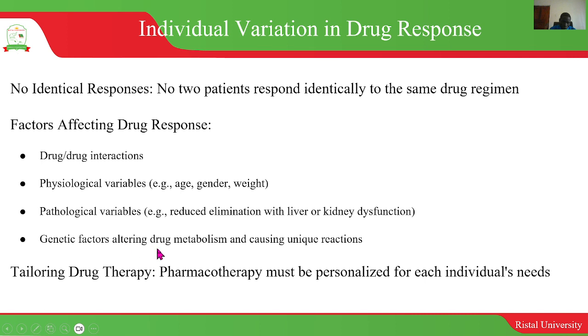Genetic factors altering drug metabolism and causing unique reactions is also one of the things we consider. So Taylor in drug therapy said pharmacotherapy must be personalized for each individual's needs. So back to the point, if we are dealing with all these categories, we need to be considerate of how we are going to treat them and the dosages that we are prescribing.